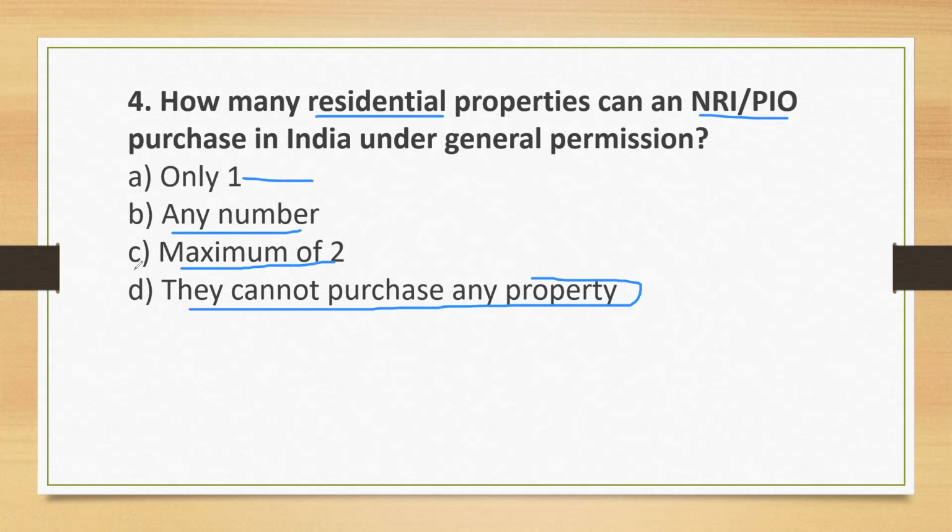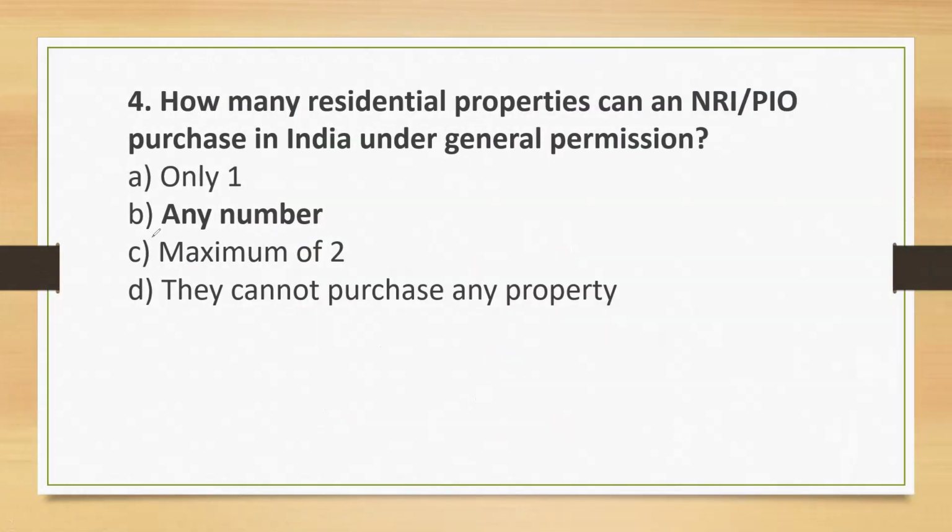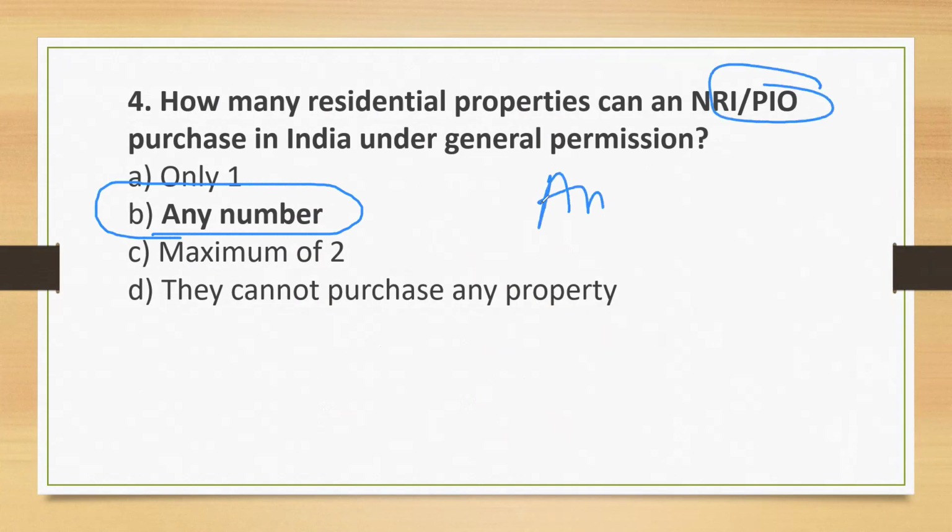Let's see. Right answer is B, that is any number. So any number of properties an NRI can purchase. Any number of properties. But there is a restriction in the repatriation.